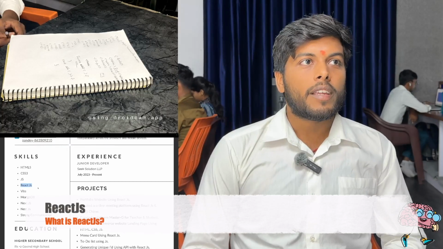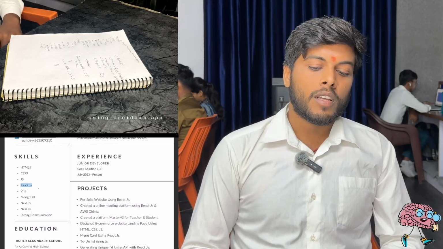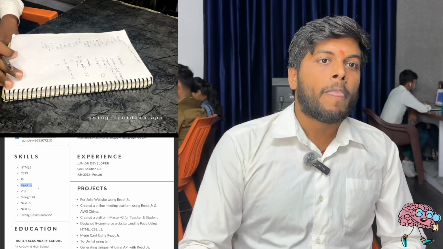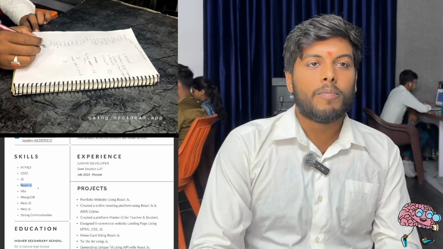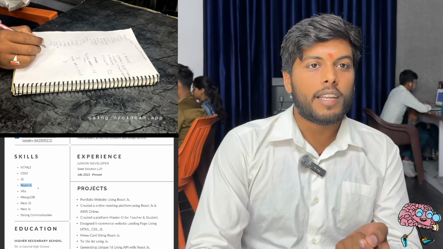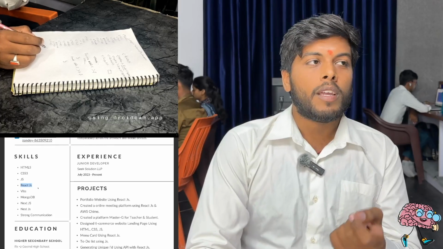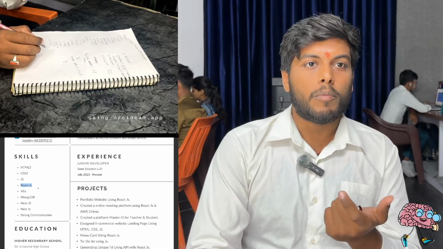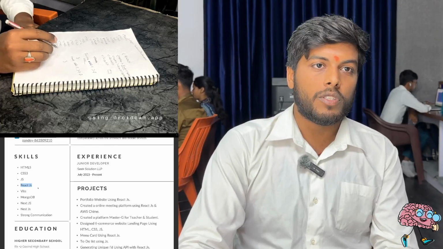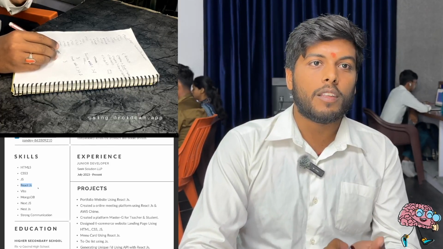What is React? React.js is a library of JavaScript. It's a JavaScript library which is used for creating web apps. It is also known as CRA, Create React App, which is used for creating the React app, and it is an SPA, single page application, in which all the pages are compiled into a single page, and all the values are fetched from a single page. This is the main functionality of React.